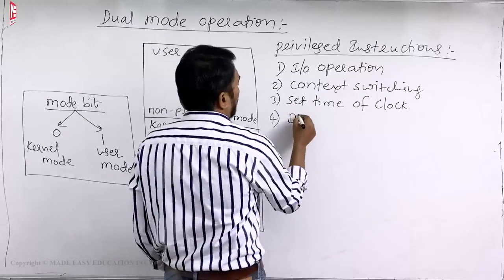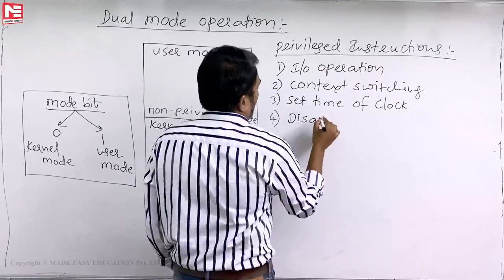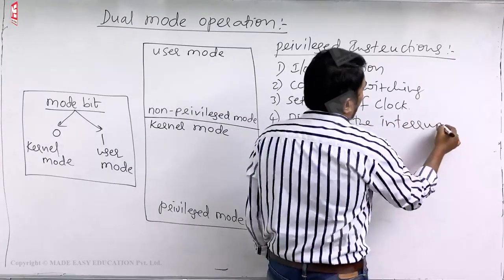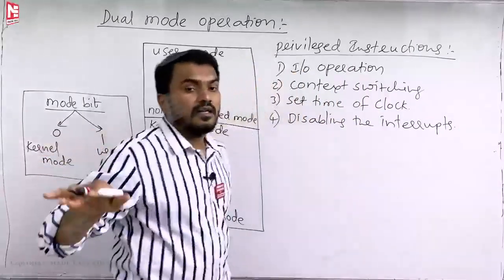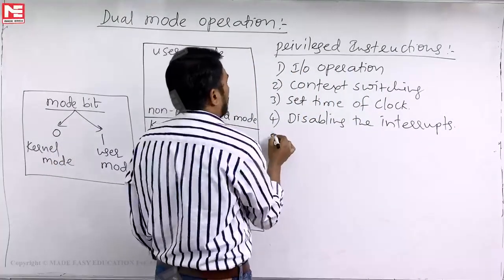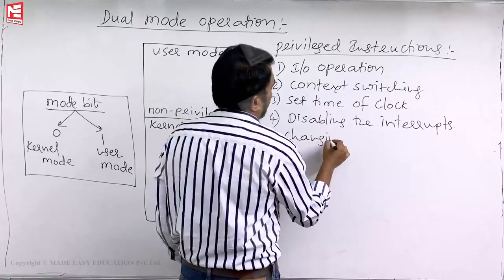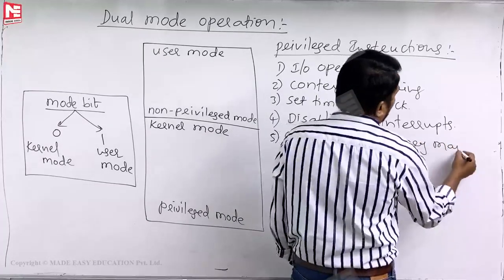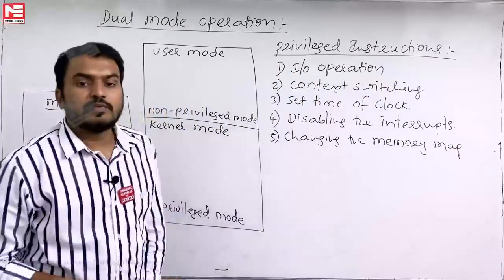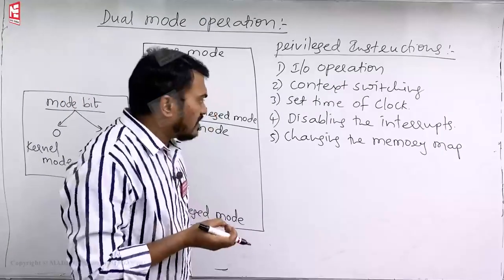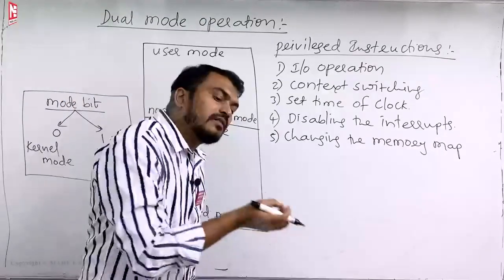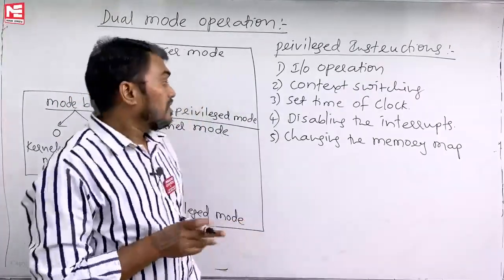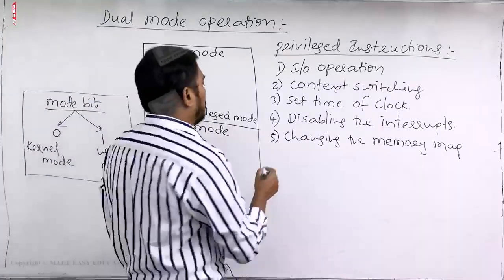And next, disabling the interrupts. Let's say you are disabling all the interrupts at the hardware level. That is considered a privileged instruction. Next, changing the memory map. Changing the memory map means changing the process from one memory location to another memory location. So that is also considered a privileged instruction.